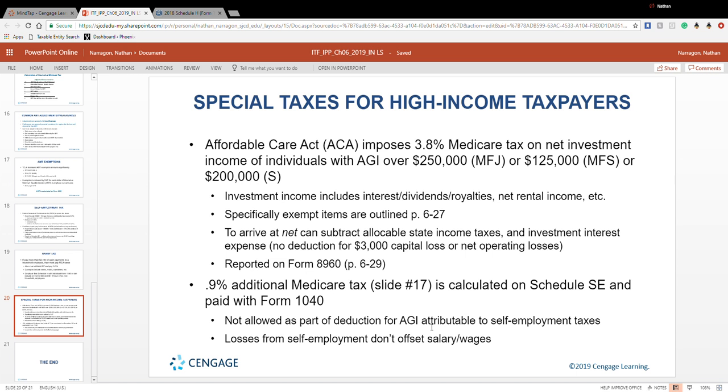Reported on 8960. Again, they get the 9% additional Medicare tax, and it's calculated on the SE, paid with Form 1040. And again, not allowed as part of deduction of AGI. So this is really for the high income. Well, we have a few, yes. Hopefully you do if you open your own tax business. They're always good to have.